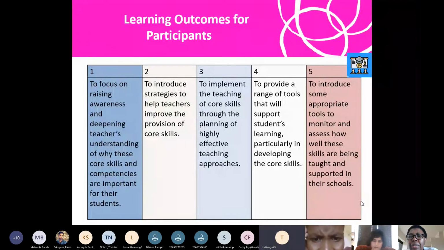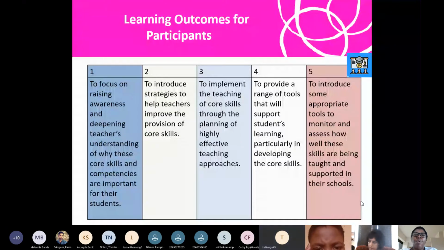And then outcome number 5 is basically to introduce some appropriate tools to monitor and assess how well these core skills are being taught and supported in your school. So these are basically the 5 outcomes that we are looking at in the introduction to core skills.